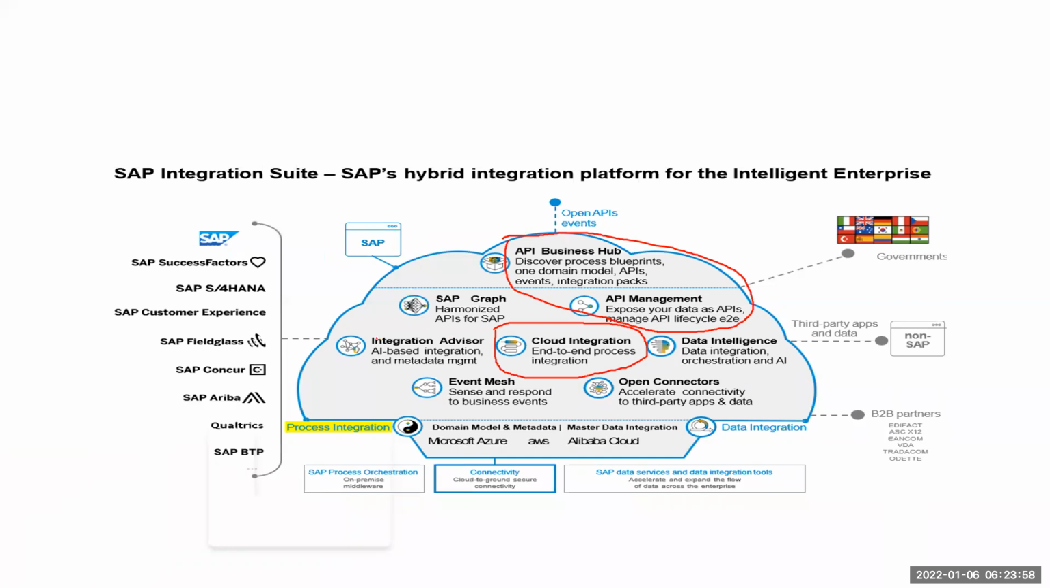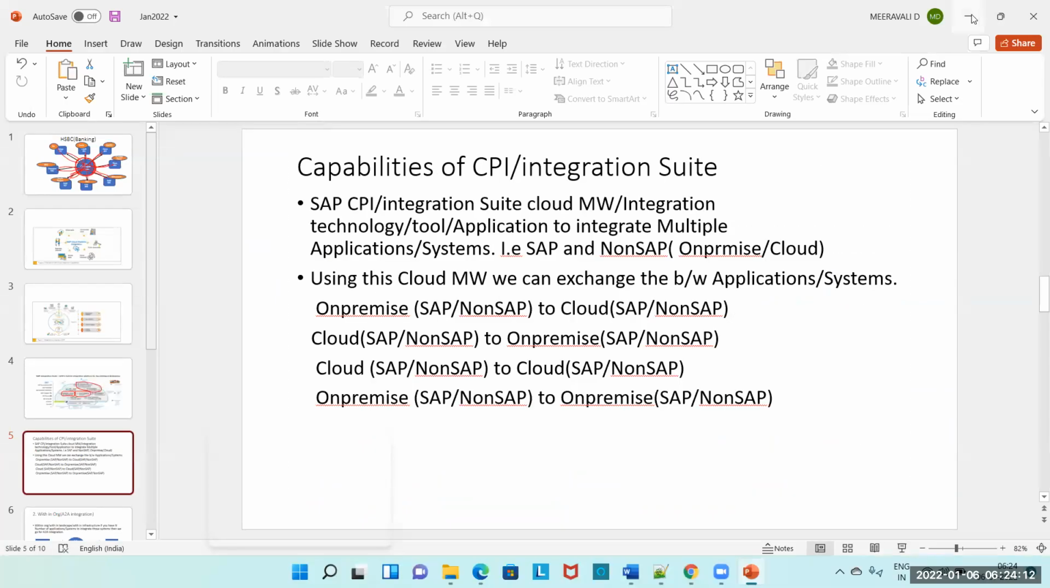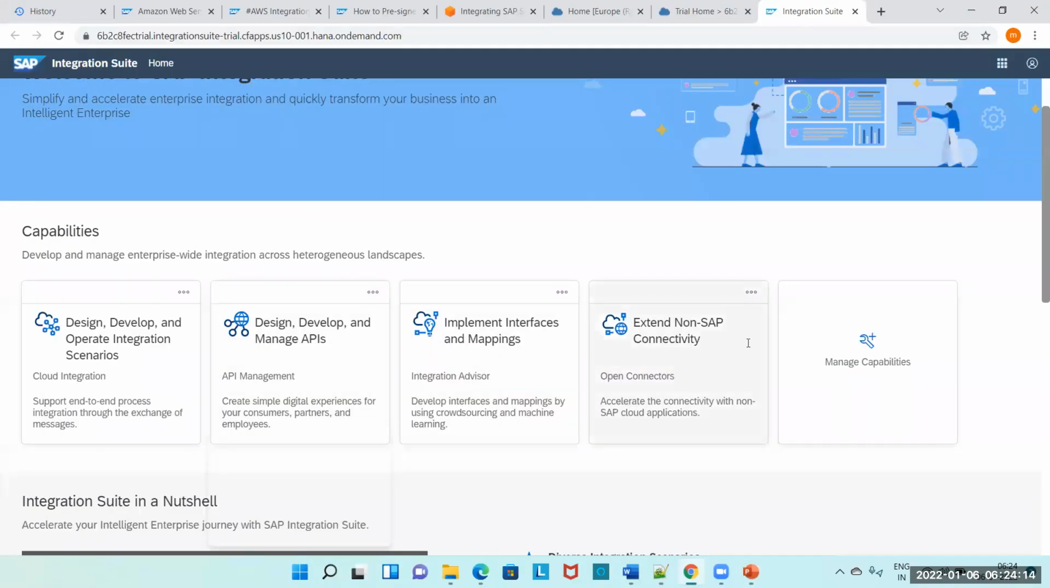The third one is the integration advisor. See here, next we can see the corresponding integration advisor. Next capability is the open connectors. Like that we can add all the capabilities here, so it depends on your requirement. You need to add the corresponding capabilities from the integration suite.